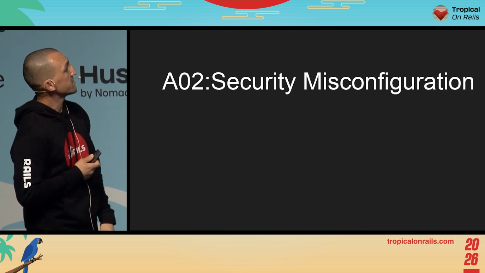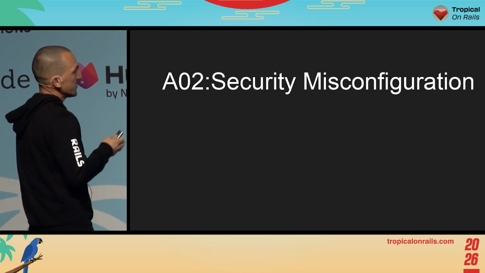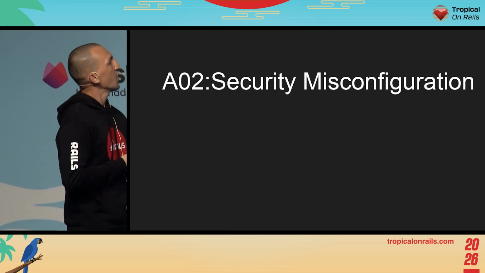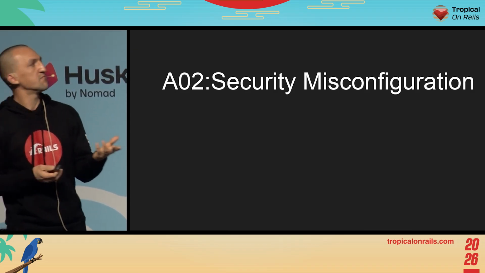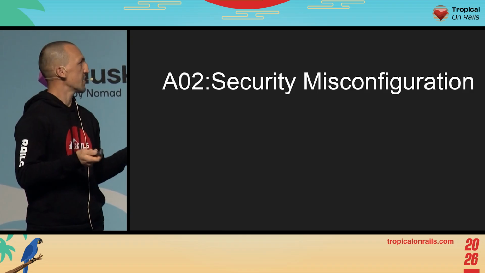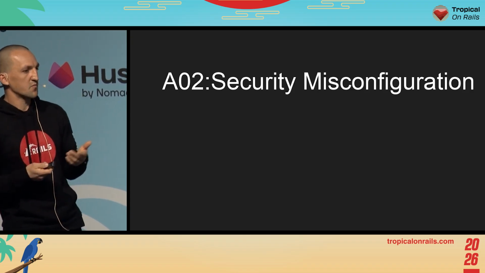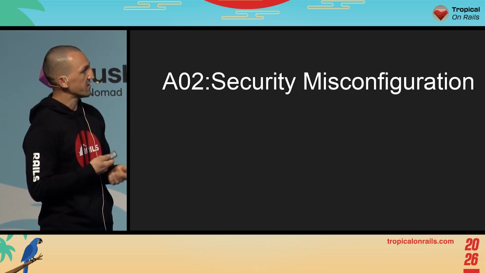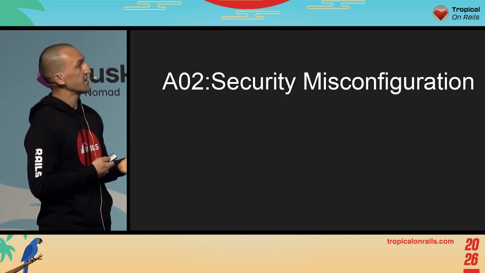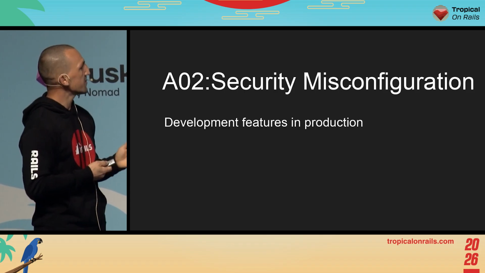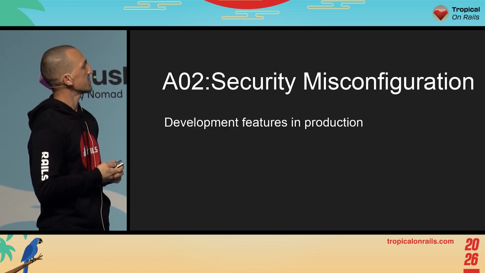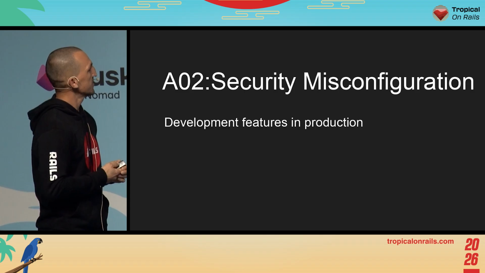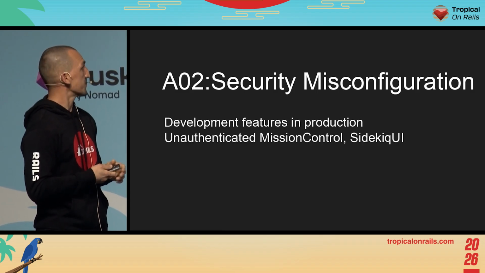And the next item is security misconfiguration. This is also pretty rare in Rails. What might happen is that for whatever reason, debugging anything, you enable development features in your production application. For instance, verbose error messages, which can contain sensitive data, or anything like that. But I don't think this is very common in Rails. Probably nobody does this. But you should still know that you shouldn't do it.